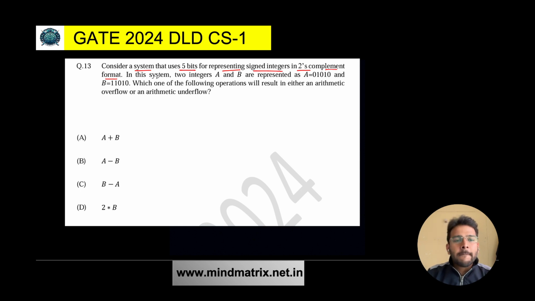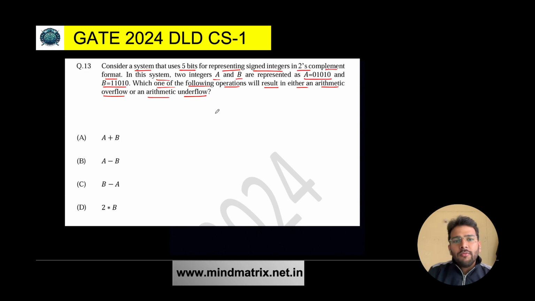Fine. In this system, two integers a and b are represented as, so value of a is given, value of b is given. Which one of the following operations will result in either an arithmetic overflow or an arithmetic underflow? That we need to find out. These are the operations given to us in the options, and we have to find which one will give us overflow or underflow, that is arithmetic based.